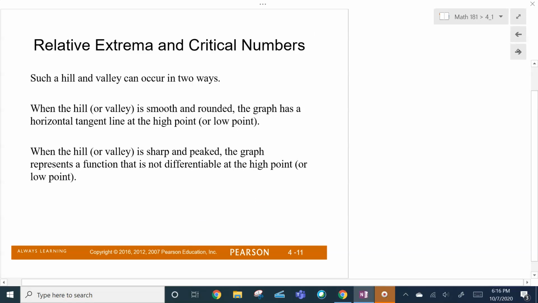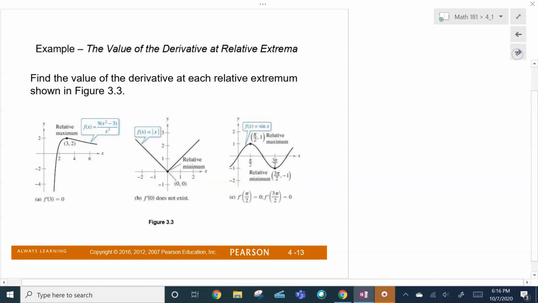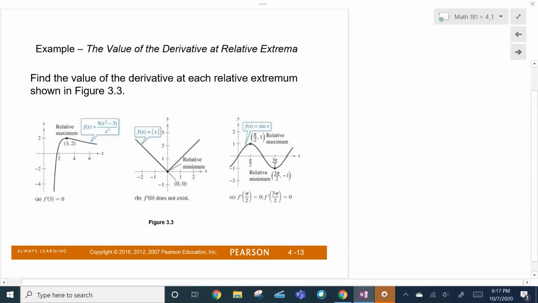So a hill or a valley can occur in two ways. Either we have a horizontal tangent, or maybe it's at a sharp or peak point, meaning that the derivative's undefined, right? And we've talked about relative maximums and minimums. Oh, and I should say the plural of that is minima for relative minimums, or maxima for the plural of relative maximum.